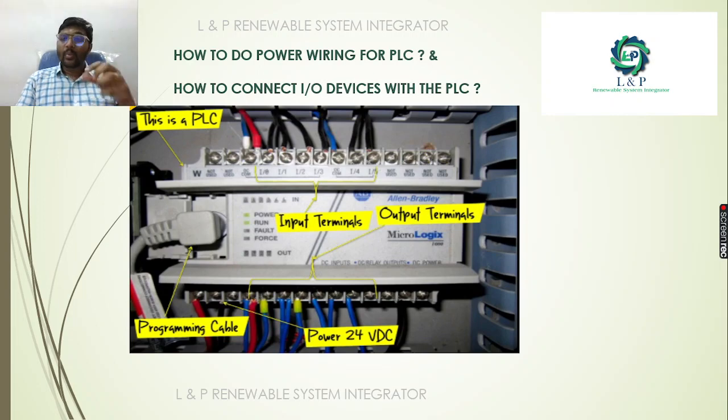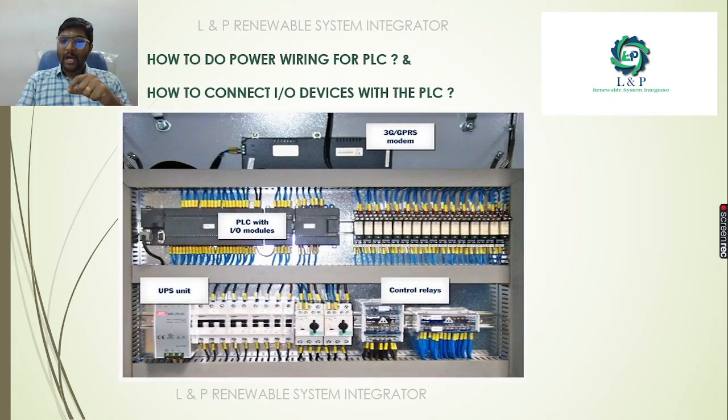So this is how we need to do the power wiring for a PLC. And this is how we need to connect our IO devices with the PLC. See here, we have a PLC, and we have a programming cable connected to the PLC. We have a 24 volt power supply for the PLC to work, and we have the fixed type input and output terminals. In the input terminal, we will connect the input devices. In our output terminal, we will connect the output devices.